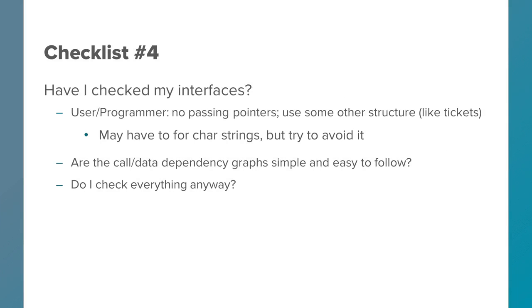And then the last one is check my interfaces. Checklist item number 4. We talked earlier about passing pointers. Don't do it unless you cannot avoid it. And typically with library functions in C or C++, you can't. But if you can, do it. Is the calling structure, is the way your program is put together, easy to follow? If it's very convoluted, that may lead to problems as well. Try to make it as simple as you can and as easy to follow. And you check everything. You never know what can go wrong.